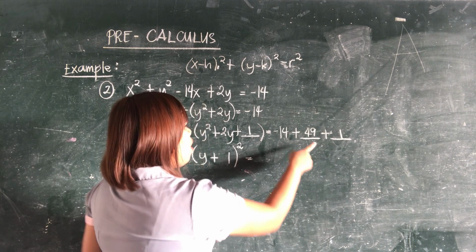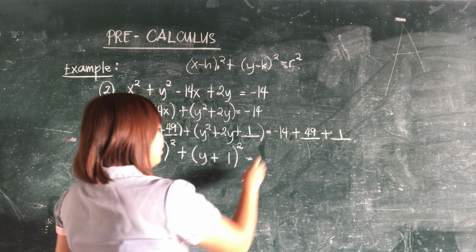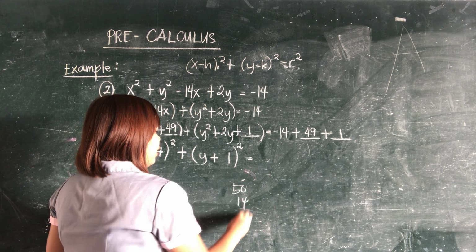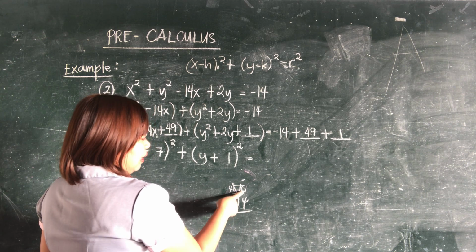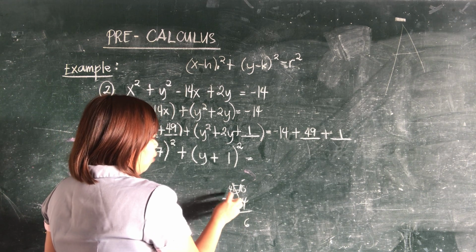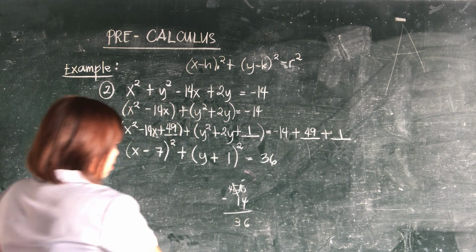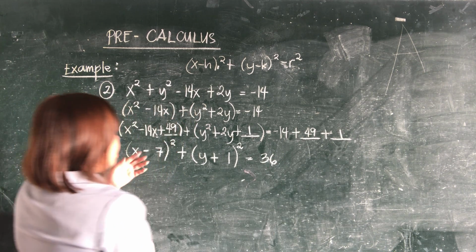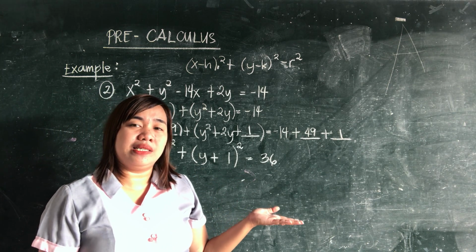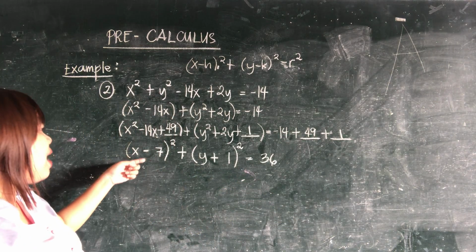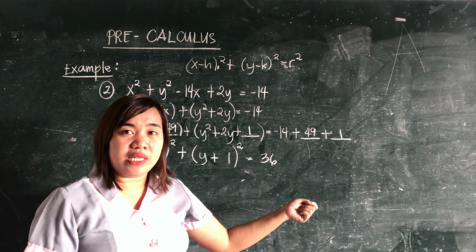Combine like terms. 49 plus 1, 50. 50 minus 14, that will give you 36. Is this already on the standard form of the equation ng circle natin? Yes. So (x minus 7) squared plus (y plus 1) squared equals 36.